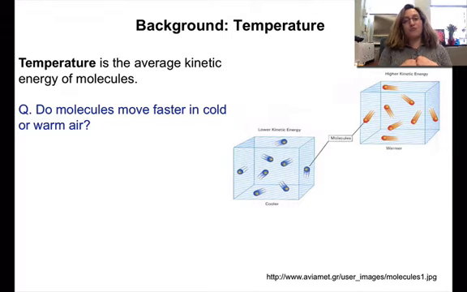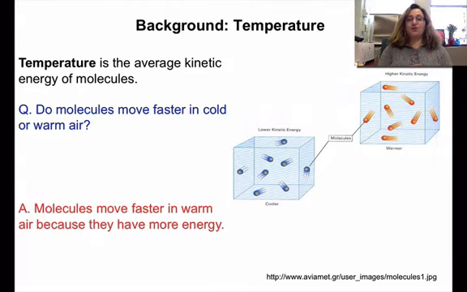The question I have is, do molecules move faster in cold or warm air? So in some cases, molecules will be moving like this, and in other cases, molecules will be moving like this. Which ones move faster? Well, it turns out that air molecules move faster in warm air because they have more energy. So the higher the kinetic energy, the higher that energy of motion, the more those molecules are moving, the higher the temperature. That's what we mean when we use the word temperature. How fast are molecules vibrating and whizzing around?